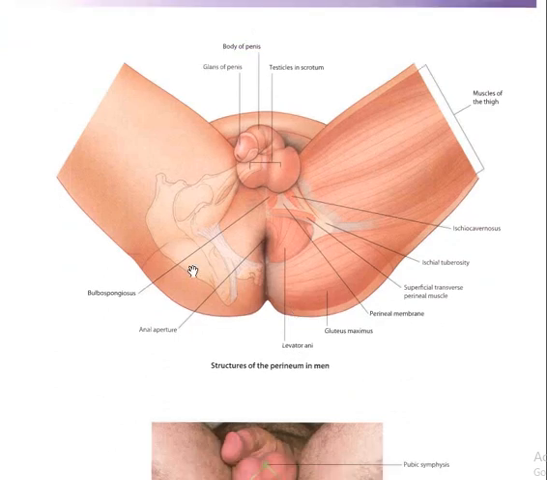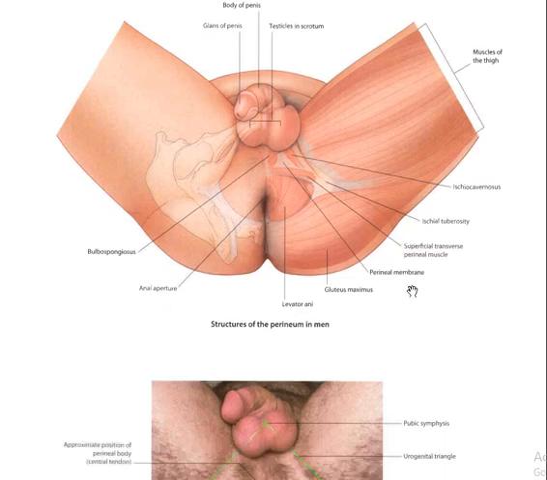So now in this diagram we can visualize the different perineal pouches. When someone is placed in this position, it enables us to visualize the different perineal pouches. So here is first the glans of the penis, here is the body of the penis, here is the testicle of the scrotum. At this position here we have the bulbospongiosus, here you have the anal aperture, here you have the levator ani, you have the gluteus maximus here. So here you are going to have the perineal membrane, and you have the superficial transverse perineal muscle.